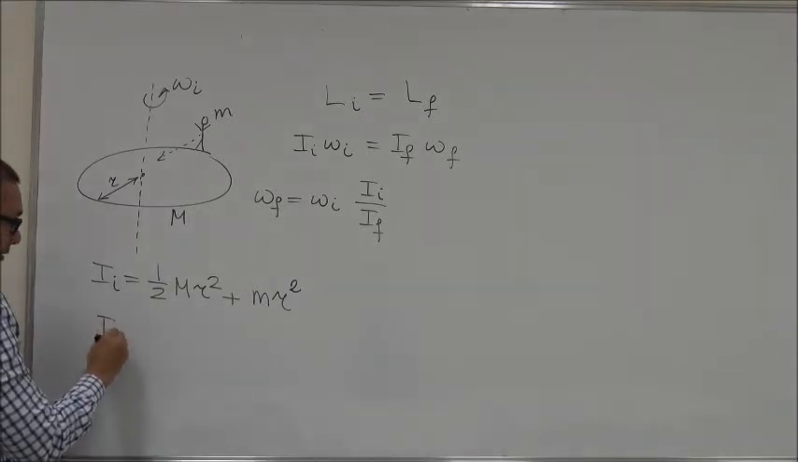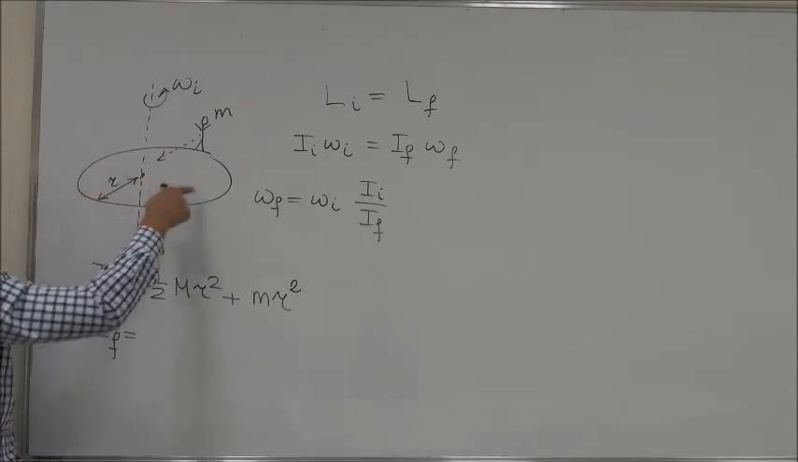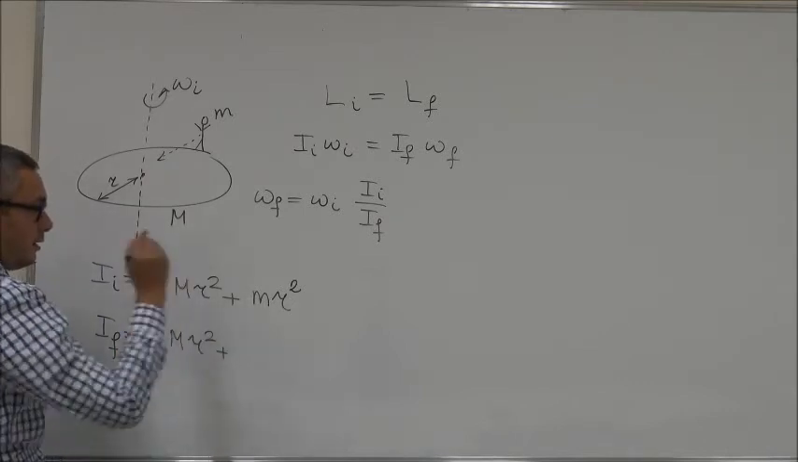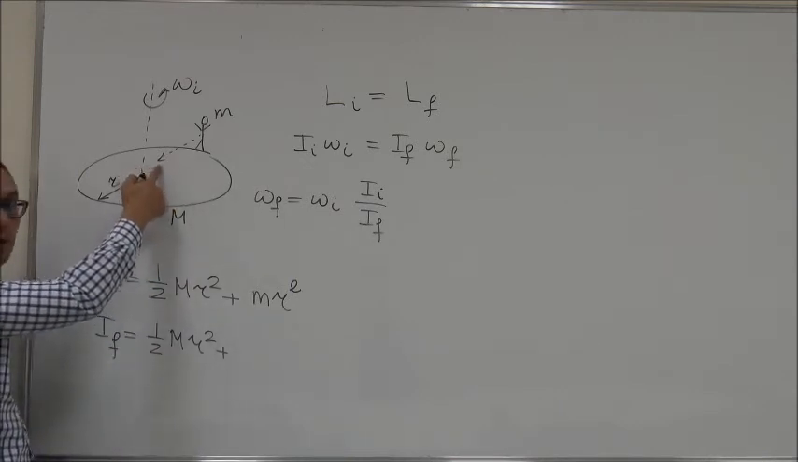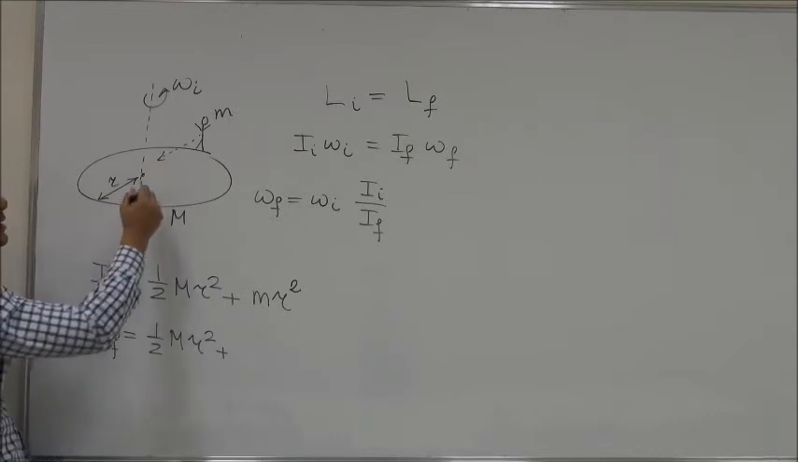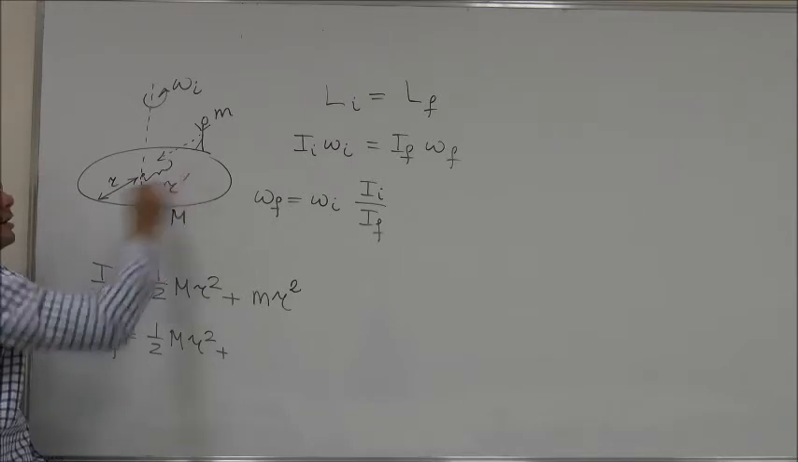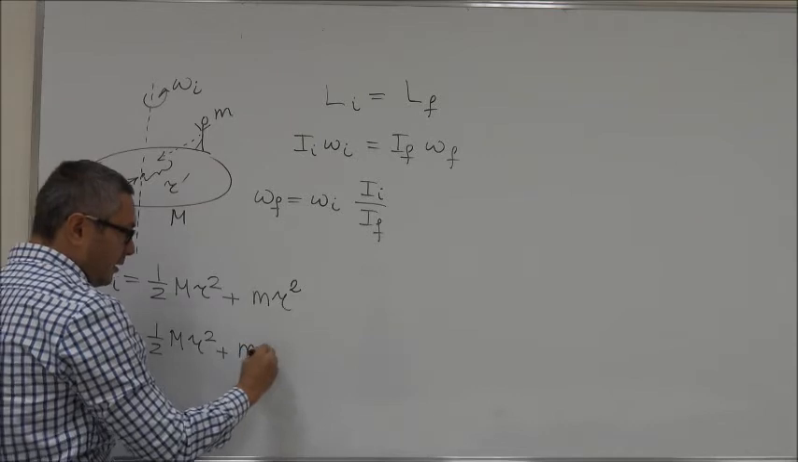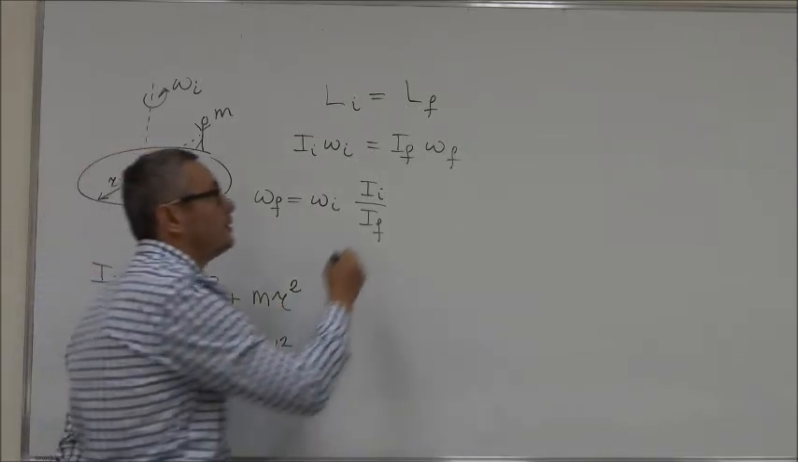What about the final moment of inertia? I final. In the final state, you also have the disk, so you have 1 over 2 big M r squared plus the moment of inertia of the person when the person is now closer to the axis. Let's say that this distance here is equal to r prime. So instead of m r squared, you have m r prime squared. So now we can use that information and plug it in here.